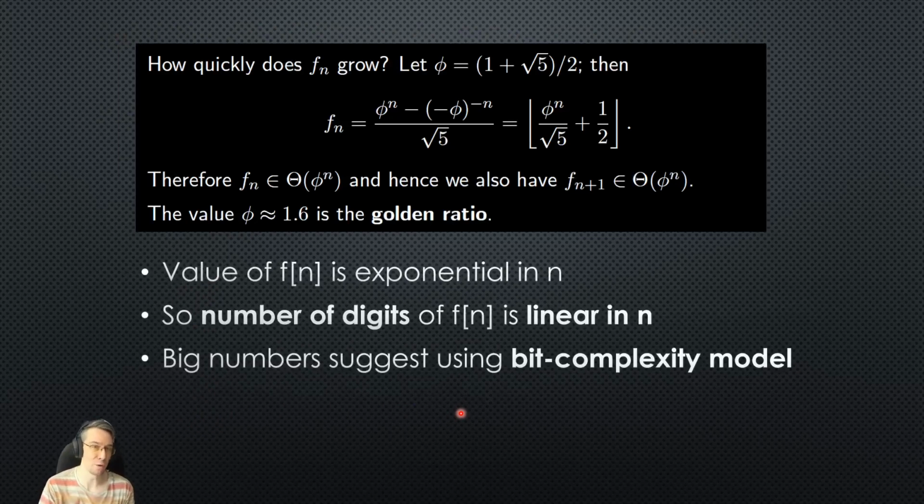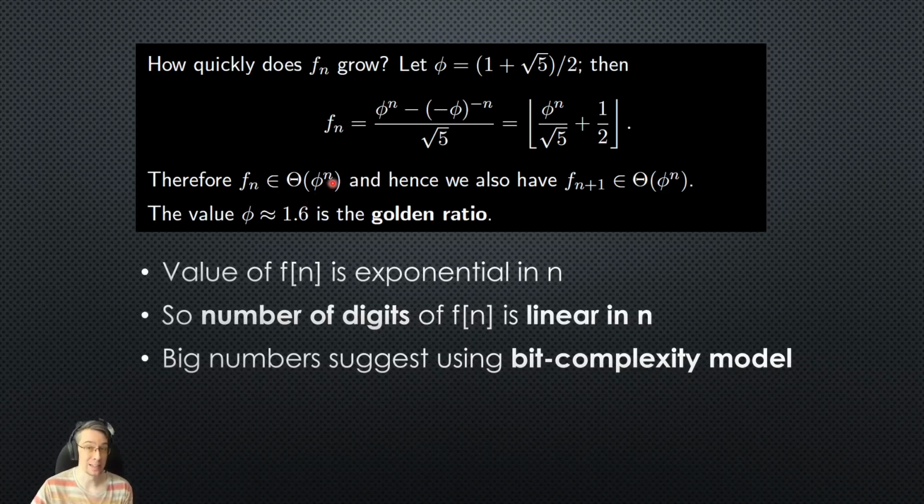How quickly? How fast do they grow? Well, if we let phi be the golden ratio, then they grow like this expression here, which ends up working out to an exponential function of n. So this is exponential in n. Okay, well, that's kind of shocking. These numbers grow exponentially fast in the value of n.